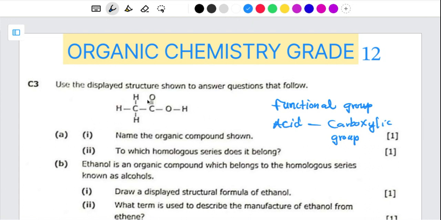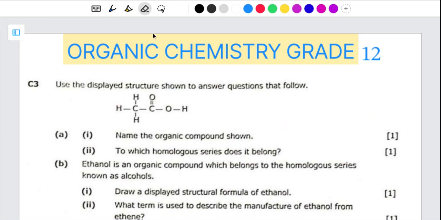According to this structure, we have how many carbons? We have 2 carbons, meaning this is eth. Since it is an acid, it is going to be called ethanoic acid. As simple as that, isn't it? The question is saying, name the organic compound shown. I've already given you the answer. Let me write it here: this is ethanoic acid because it has 2 carbons. When it has 3 carbons, it's propanoic acid. 4 carbons, butanoic acid. So this is ethanoic acid.